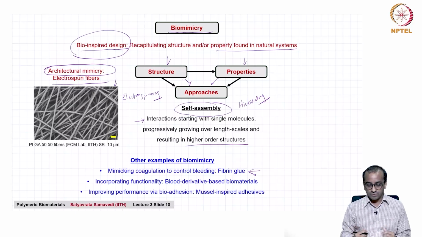Other examples of biomimicry include fibrin glue, where we mimic the coagulation cascade to control bleeding. So the natural coagulation cascade itself involves fibrinogen plus thrombin to form fibrin, which forms your clot. Now the bio-inspired design here has drawn inspiration from that to prepare something called a fibrin glue, which can function as a tissue sealant.